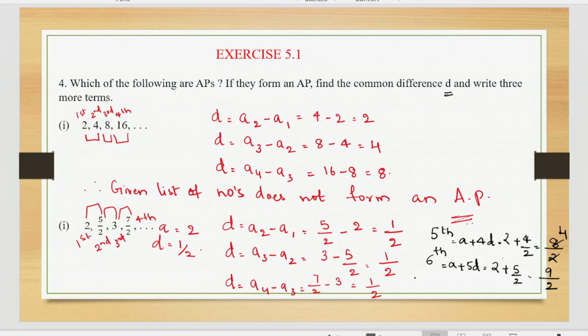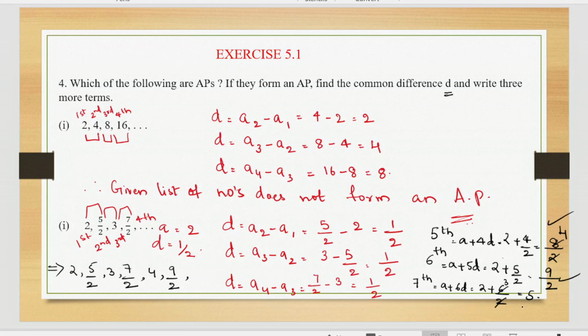And the last term, the seventh term, is A plus 6D. So 2 plus 6 by 2, which is 2 plus 3, so the seventh term is 5. So let us write the AP. First term is 2. Second term is 5 by 2. Third term is 3. Fourth term is 7 by 2. And the fifth term we have got as 4 here. The sixth term is 9 by 2.